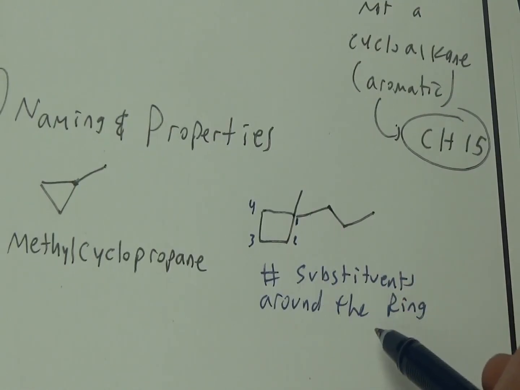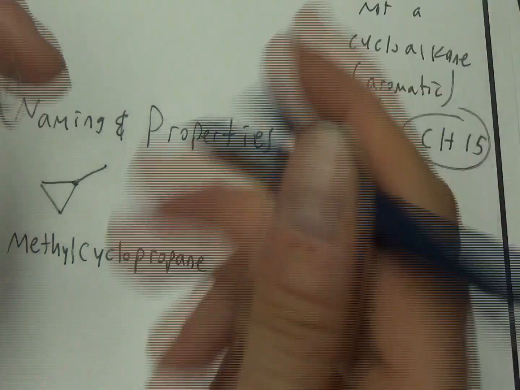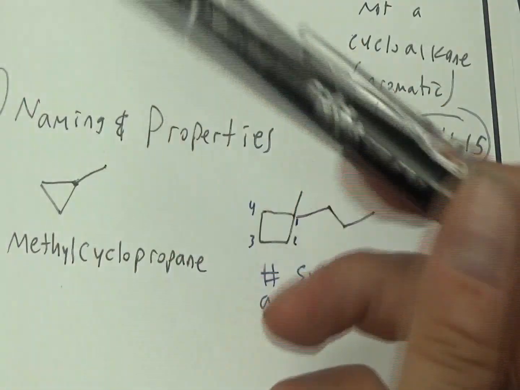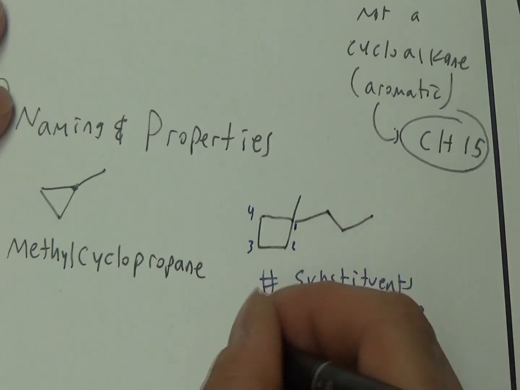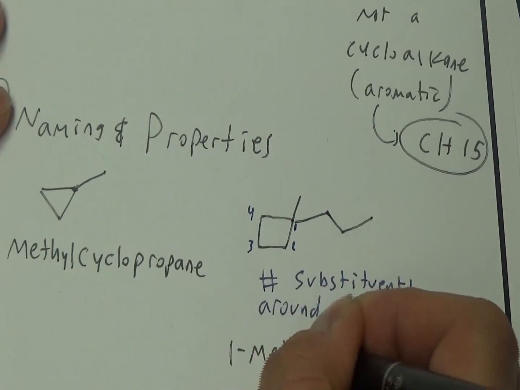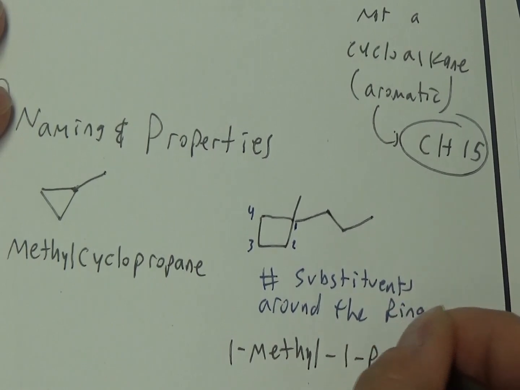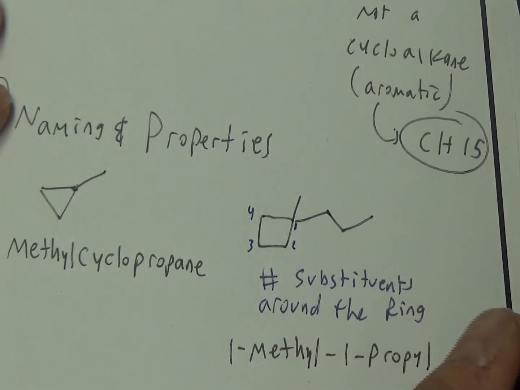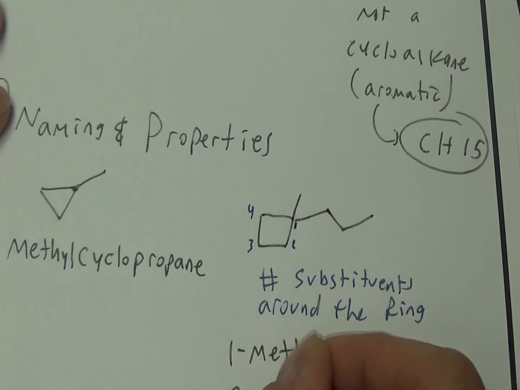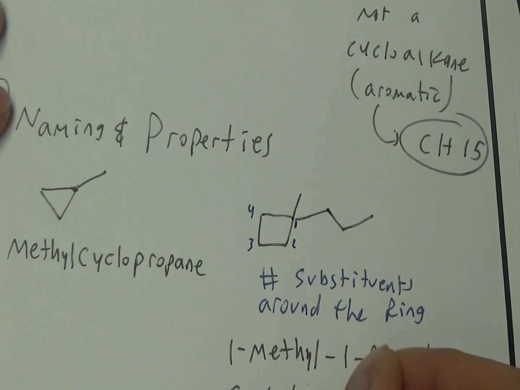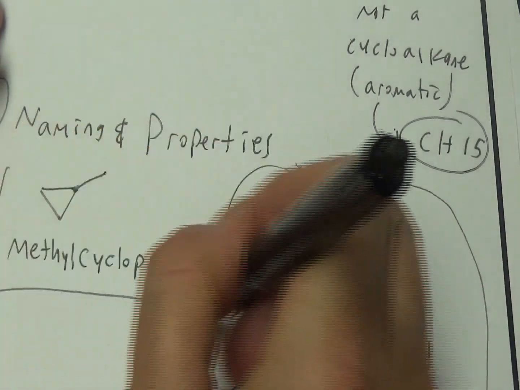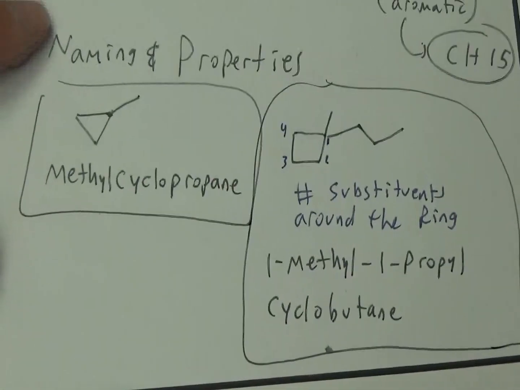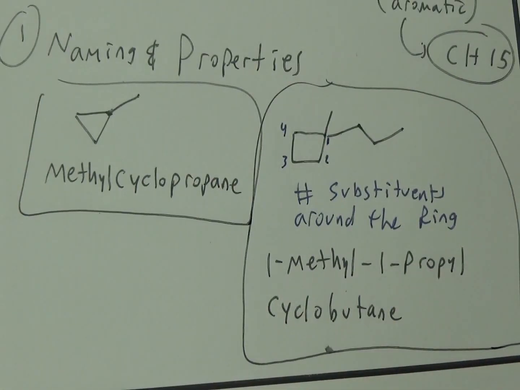So we number the substituents around the ring, and the name of this molecule then becomes 1-methyl, because both things are on number 1, 1-methyl, 1-propyl cyclopentane. Okay, so those are pretty easy examples, all right?